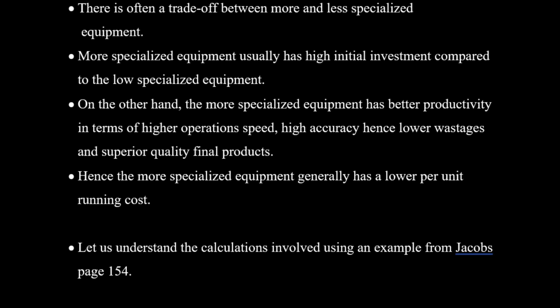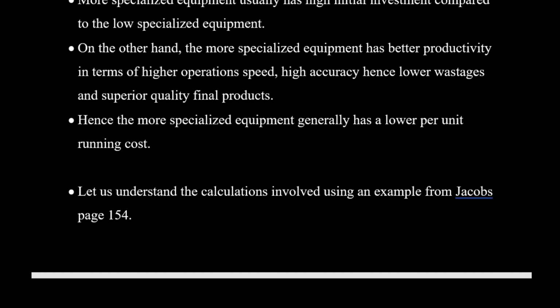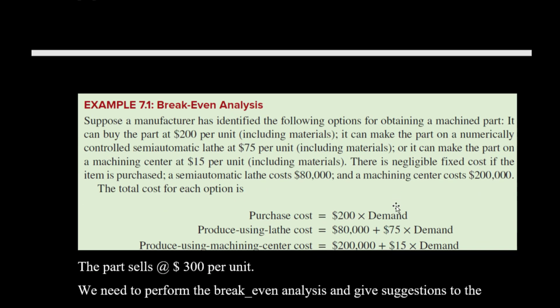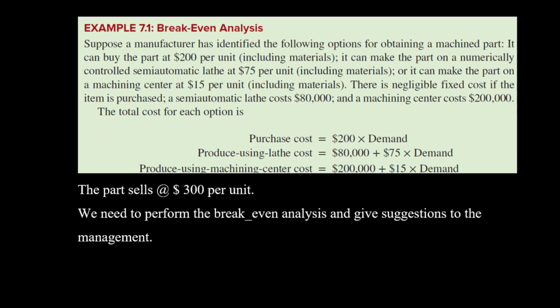So let us understand the calculations involved using an example from Jacobs on page 154. The example goes like this. Suppose a manufacturer has identified the following options for obtaining a machined part. It can buy the part at $200 per unit including materials.